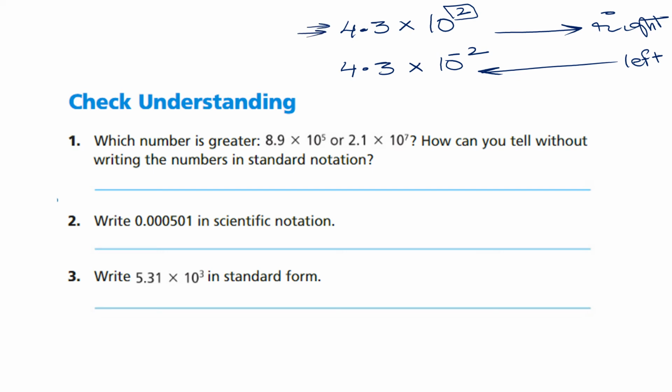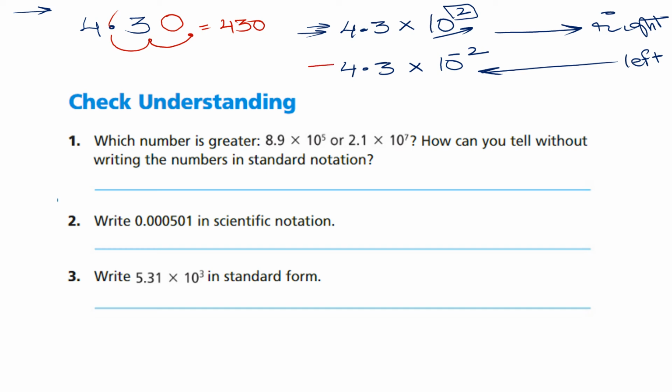Okay, let's try to do this one. 4.3, I am writing 4.3 as it is, times 10 to the power of 2. Power is 2, so I will move the decimal to the right. Here is the first place and this is the second place. In the second place there is emptiness, nothing, so I will put the 0 myself. The decimal I already moved, so it will be 430.